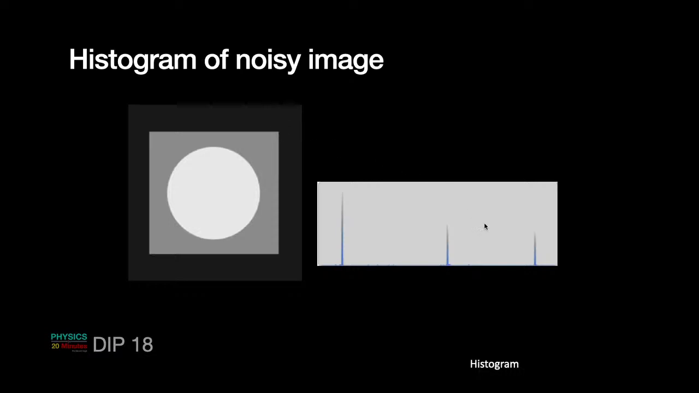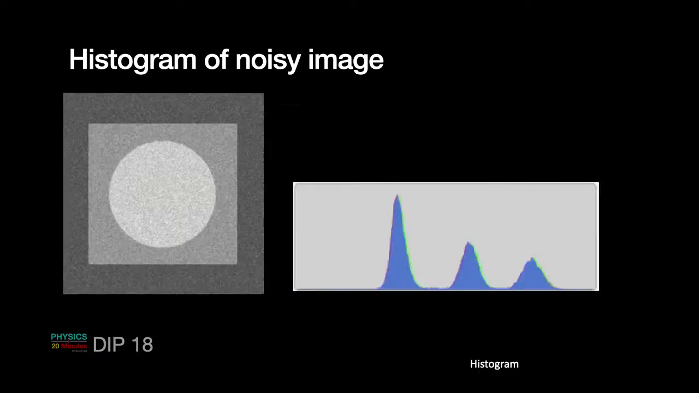So this region has these many, this region has these many pixels, this one has these pixels, and the brightest one has the center pixels. So this is how the histogram of a normal image looks like. This image does not have noise. Now what I'm going to do is add some noise to it. So if I add some noise to it, how would it look like?